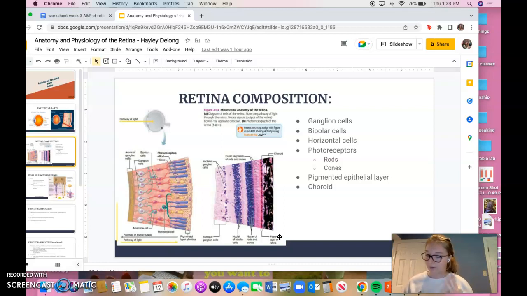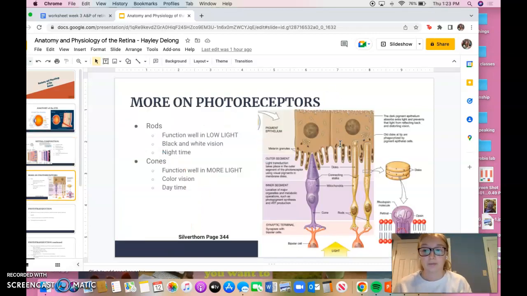And then I'll go into more about how everything is captured and processed through these photoreceptors in the next few slides as well. But here are the names of all the cells that are used, and I'll go over that more as we continue.